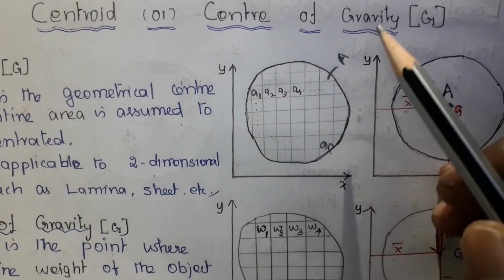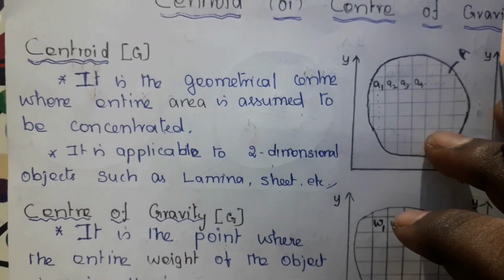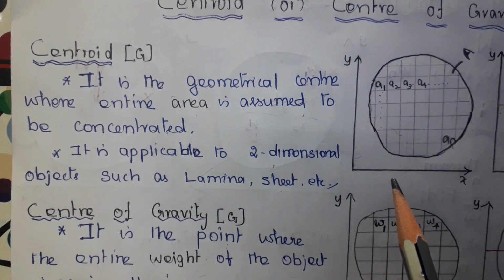Today I am going to talk to you about the important topic: centroid or center of gravity. It is represented by the letter capital G. First we will see the definition of these two important topics.